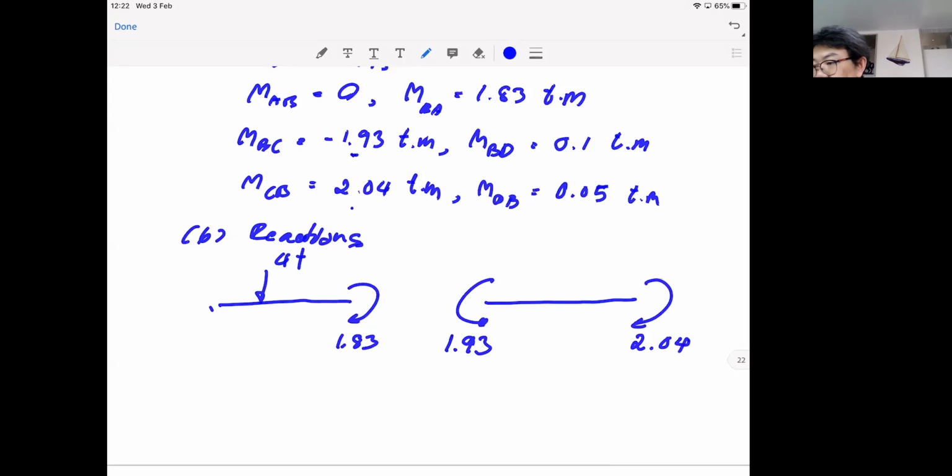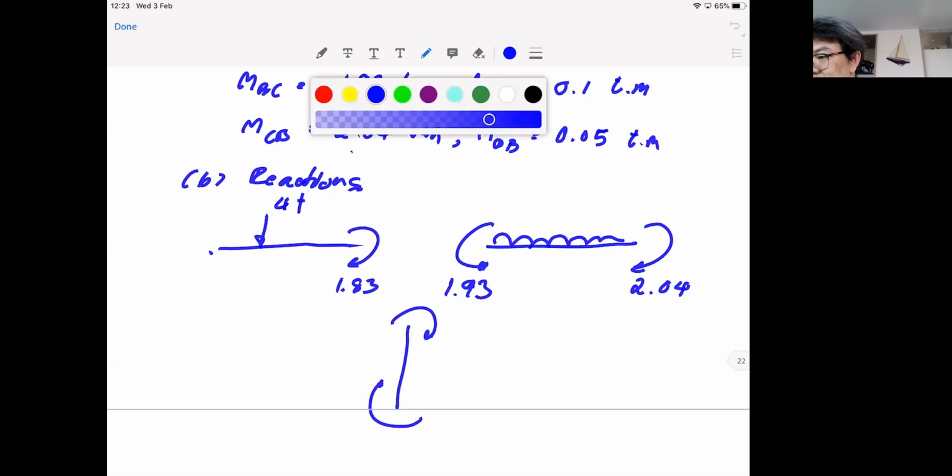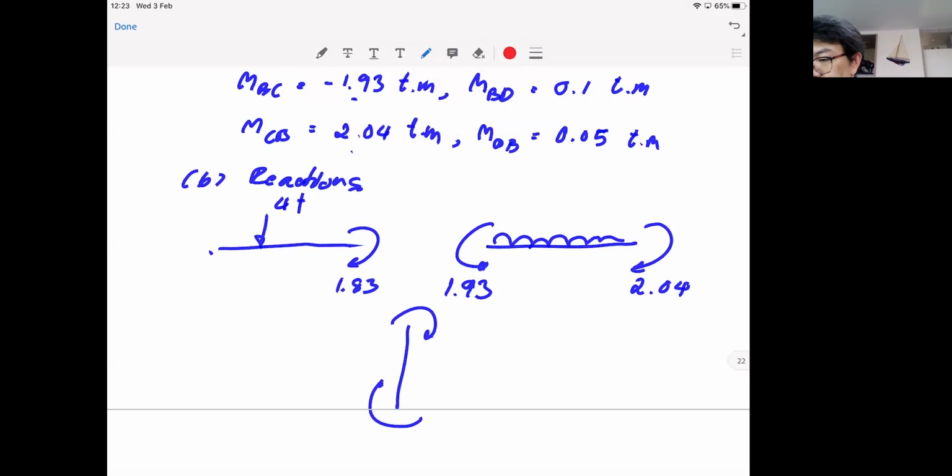You have a negative value here, so it's counterclockwise of 1.93, and CB is positive, so you have clockwise moment and then with the uniform load. And the last one is the column, which has almost nothing on it. MBD is clockwise, and then MDB is also clockwise. So it's like this. So from this on, you can just use your equilibrium to solve for the values. But I can give the number straight away, just in case you want it.